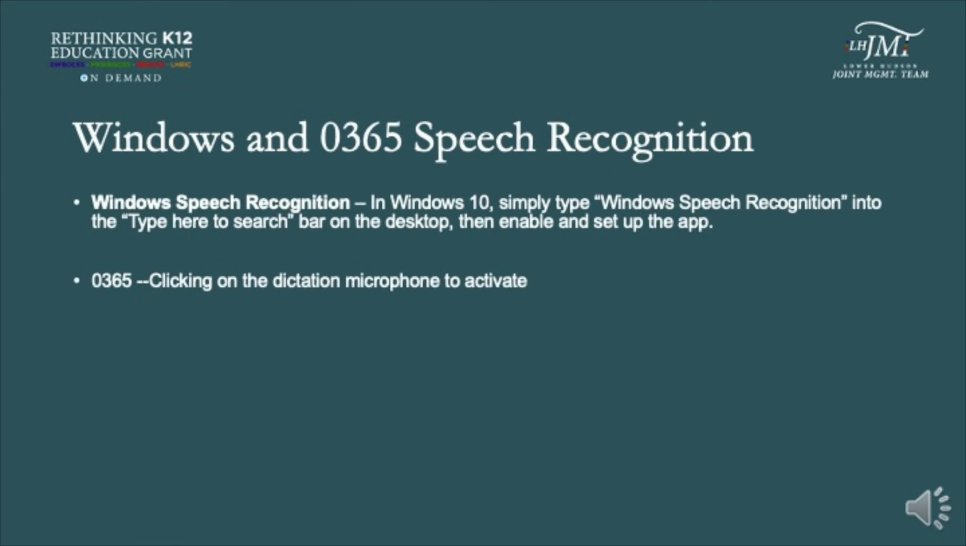Windows Speech Recognition. In Windows 10, simply type Windows Speech Recognition into the Type Here to Search bar on the desktop, then enable and set up the app. For Office 365, all you'll need to do is click on the dictation microphone to activate.